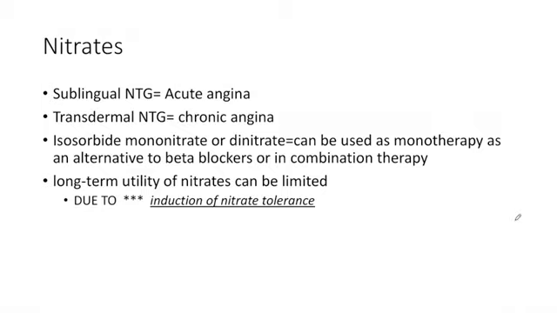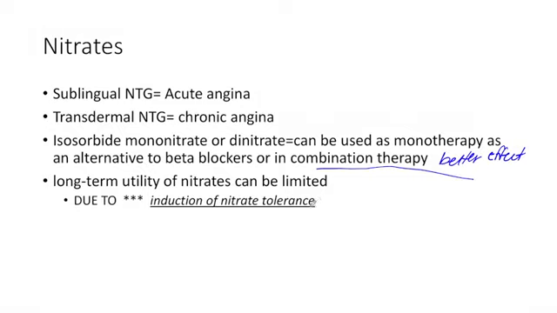So you have transdermal nitroglycerin, which is for chronic angina, and isosorbide mononitrate or dinitrate. They can be used as monotherapy as an alternative to beta blockers or in combination therapy. What's interesting is if you do use it in combination therapy, it does improve and have better effects of both. So basically better effect when used in combination. The issue with long-term nitrates is the induction of nitrate tolerance. So this is high yield. This is something that you need to know about.